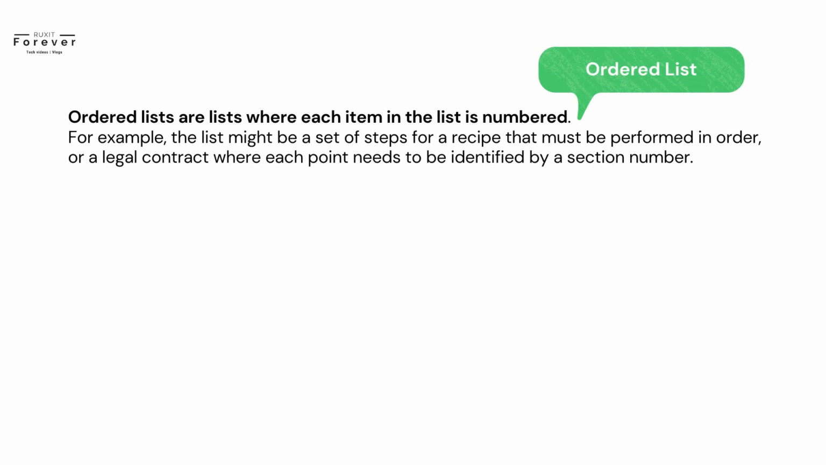First, ordered lists. Ordered lists are lists where each item in the list is numbered. For example, the list might be a set of steps for a recipe that must be performed in order, or a legal contract where each point needs to be identified by a section number.